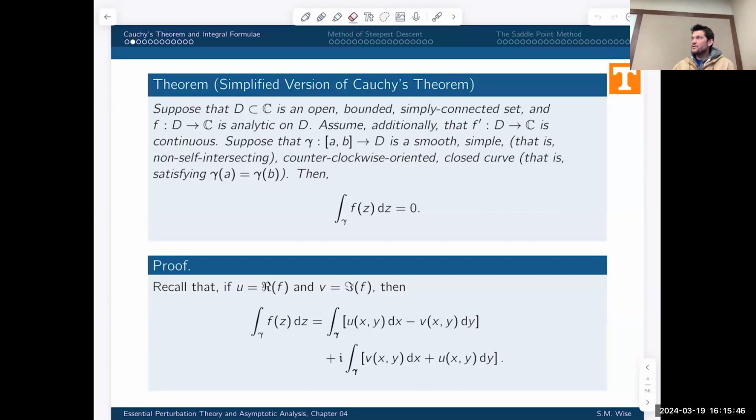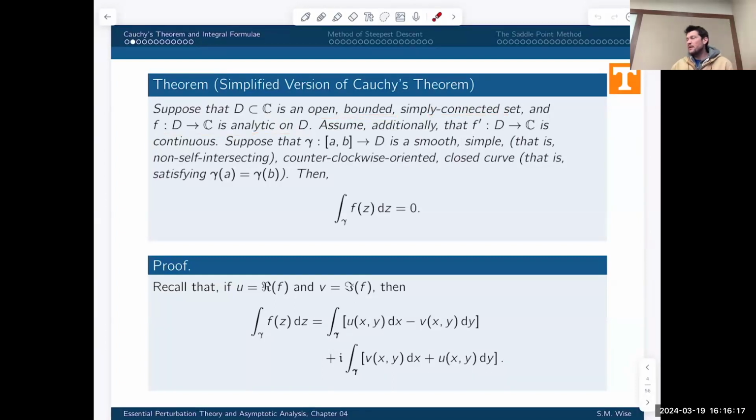The simplified version gets proven with two very simple calculations. One involves the Cauchy-Riemann equations, and the other involves what's called Green's theorem, which we covered in a previous lecture. Okay, so without further ado, here's the statement of the theorem. Suppose that D is an open, bounded, simply connected set in the complex plane, and f is analytic on D.